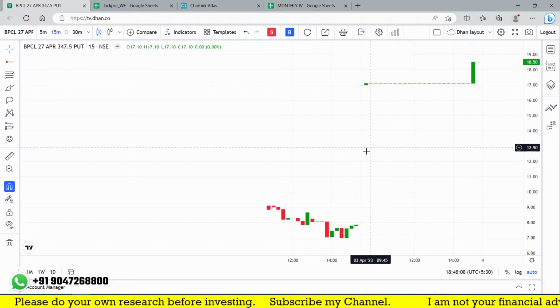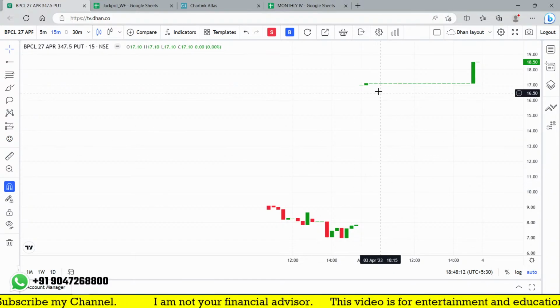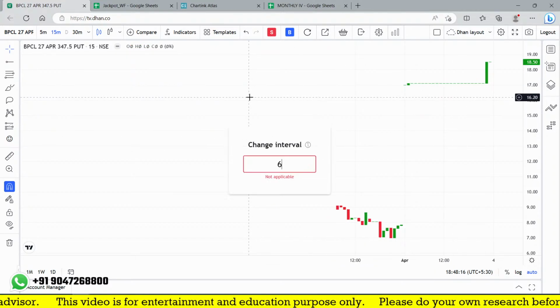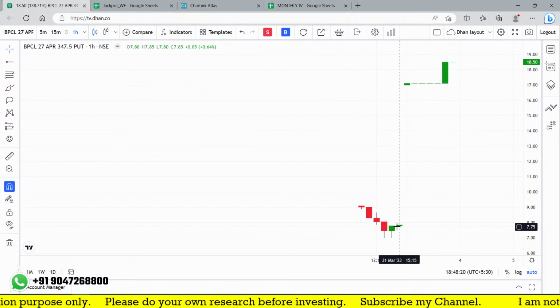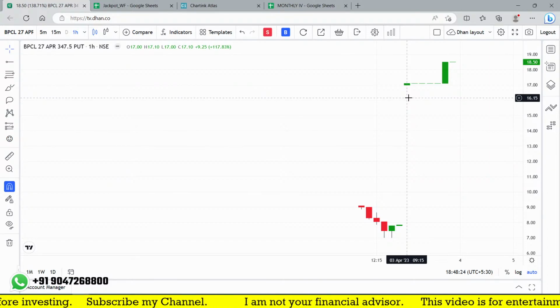Let's look at this put option. The previous close was around 17 something. Today it started with 17, sorry, and I'm going to focus for 60 minutes. This option is also not liquid, can you see? Around 31st March it closed at 7 rupees, and today it started with 17 rupees.